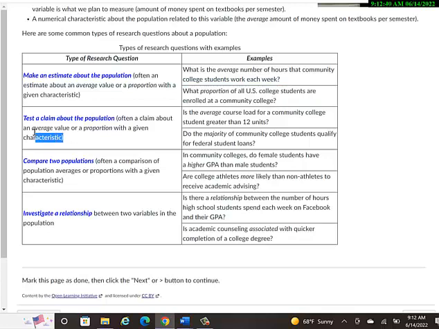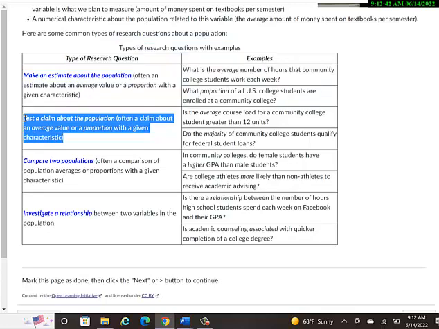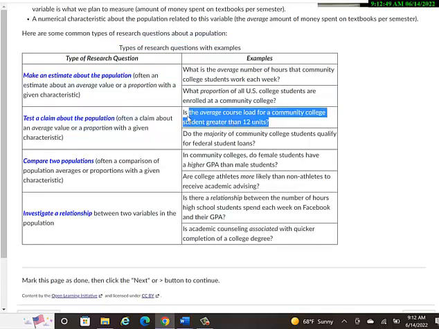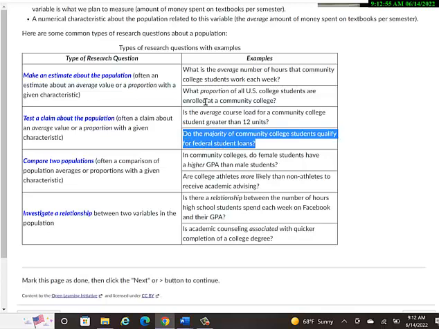And then another type of research question could be testing a claim about the population, often a claim about the average value or a proportion with a given characteristic. So an example could be, is the average course load for a community college student greater than 12 units? Another question could be, do the majority of community college students qualify for federal student loans?